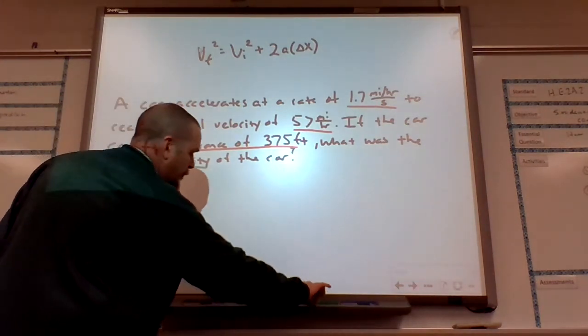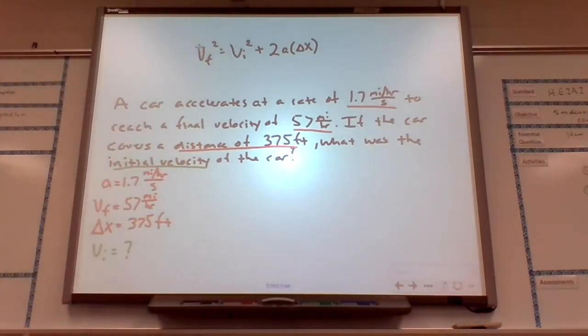No hidden numbers in this one. Doesn't say anything about from a stop or at rest. So we can't assume VI is 0. We got to figure out what the VI actually is. And we already have an acceleration. So odds of us having to deal with free fall are slim to none.